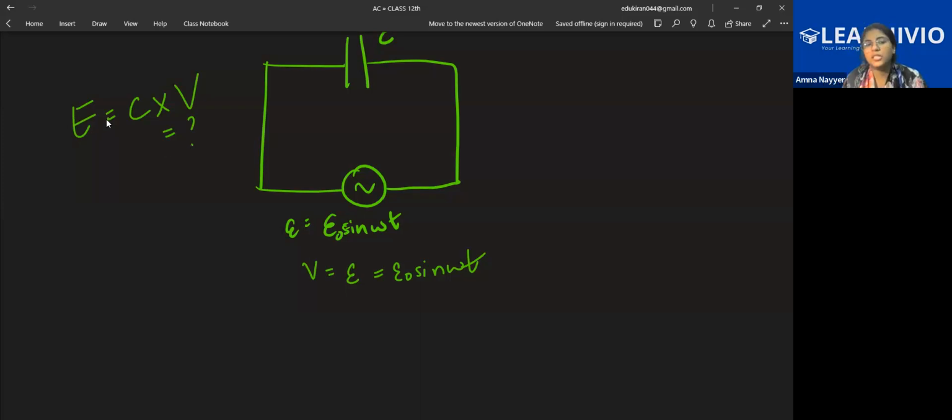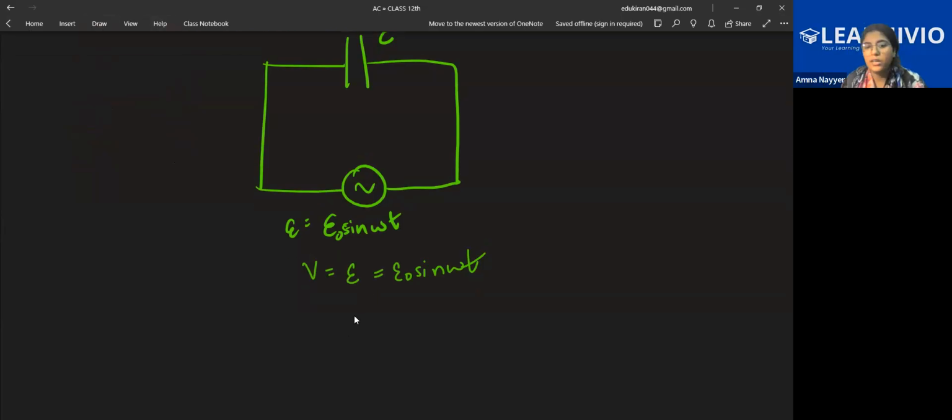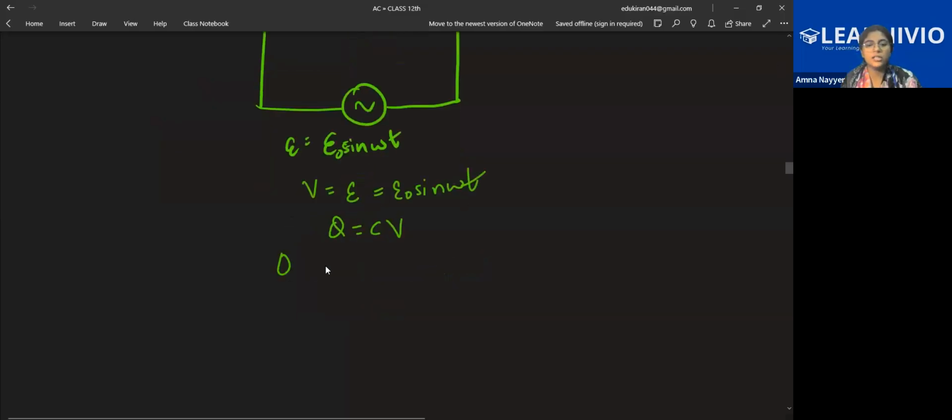Q is equal to CV. This is your Q here. Never use E for the charge. Small e is specifically for electron. We are talking general. So yes, Q is equal to CV is the formula. So I should put the value of EMF here. Q is equal to C, and what is V? E naught sine omega t.